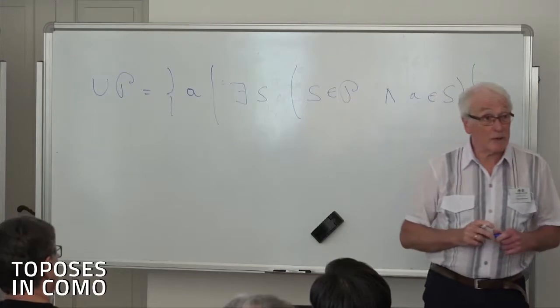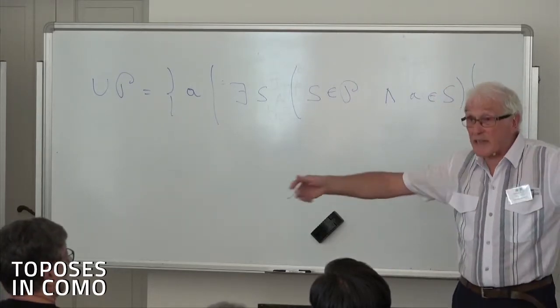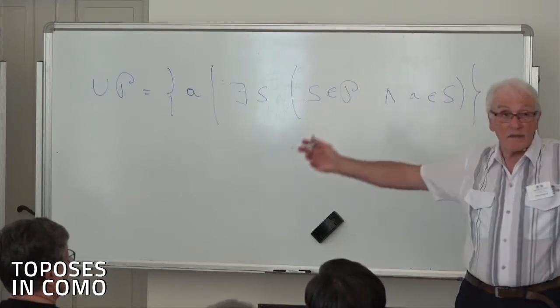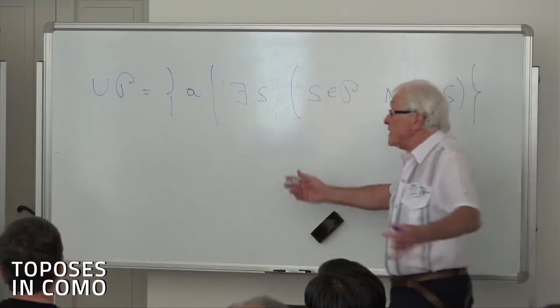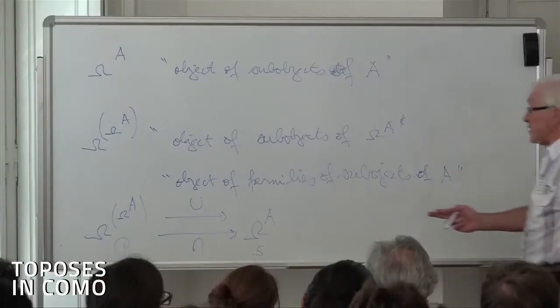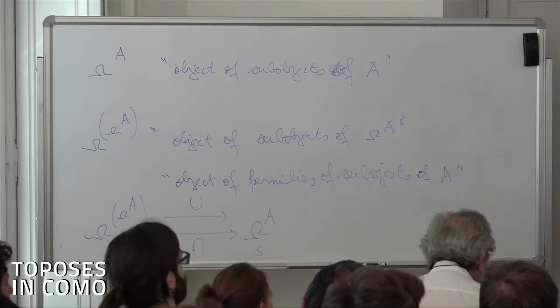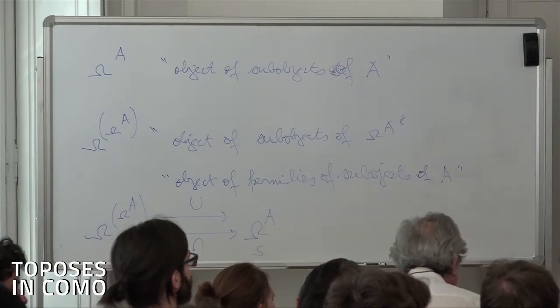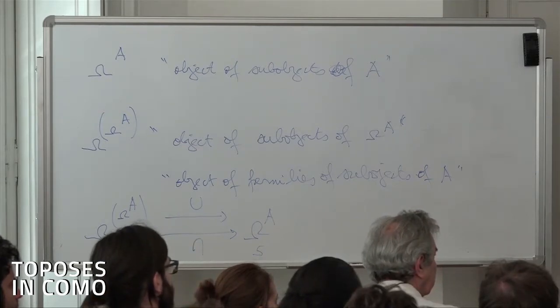That's a formula which is valid in the internal logic of a topos by what we have done. It describes an object of the topos. So in this way, I have defined a morphism in the topos, which is the union of an arbitrary family of subobjects, but a family indexed in the topos, not indexed by a set. Yes?